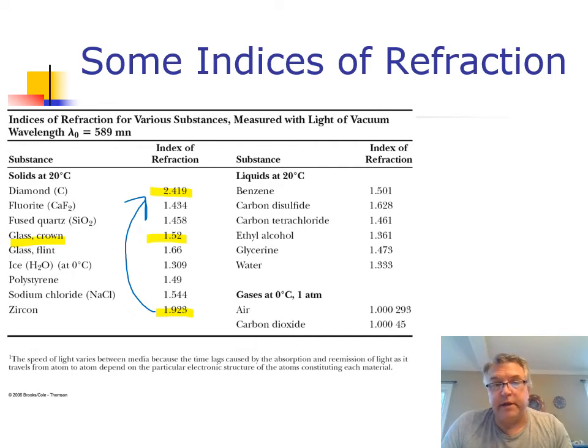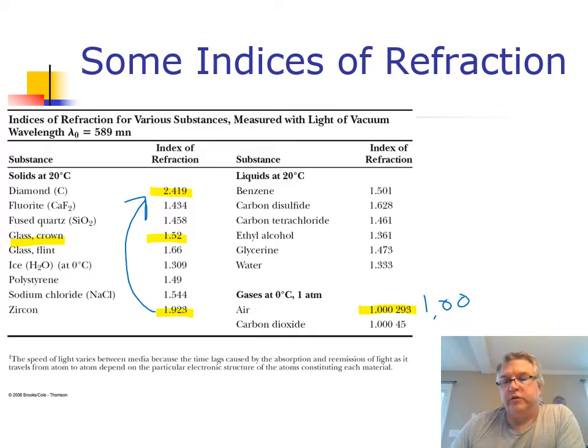Some other common indices of refraction: for air, note that air is slightly greater than 1, but not by a lot. So it's 1.000293. And because we usually round things to 3 significant figures, we're usually going to say that air has an index of refraction of 1, even though it's not a vacuum technically. In order to get the value of the true index of refraction, we have to take it out to at least 5 significant figures, and we don't usually do that. So for our purposes, we could say that air has an index of refraction of 1.